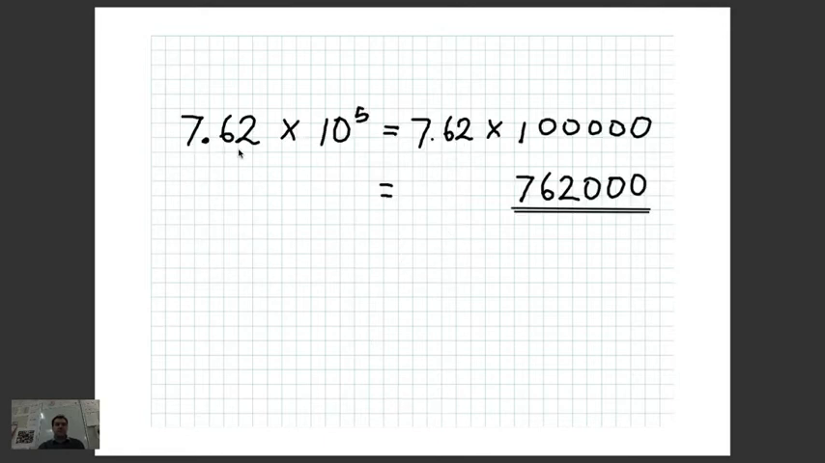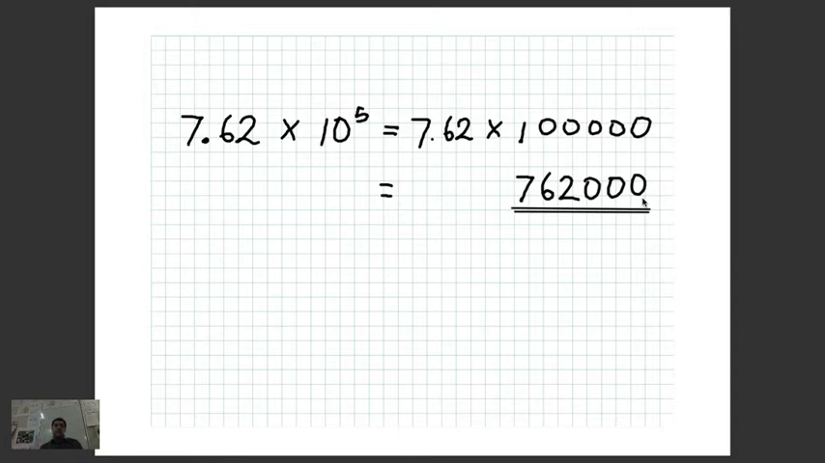So the final answer, 7.6 times 10 to the power of minus 3. Next one, 7.62 times 10 to the power of 5. I've written again as 7.62 times 100,000, a 1 with 5 zeros. And then turning that into an ordinary number, well, if it's 7 times as big as 100,000, then it ought to have a 7 in the first place instead of a 1. So 762,000.